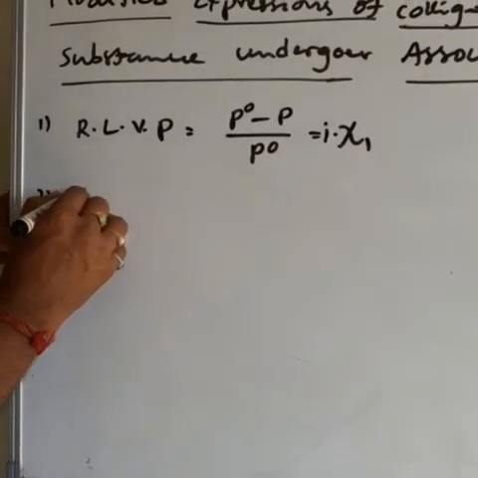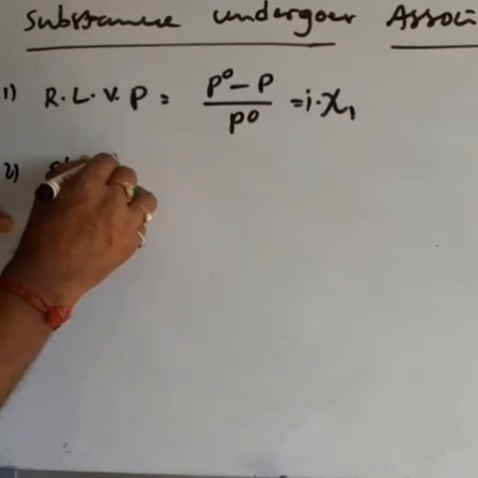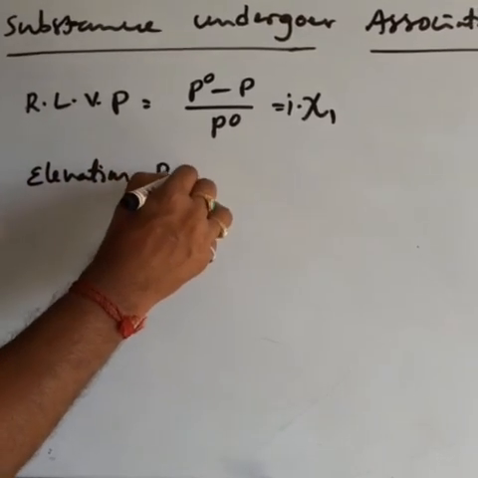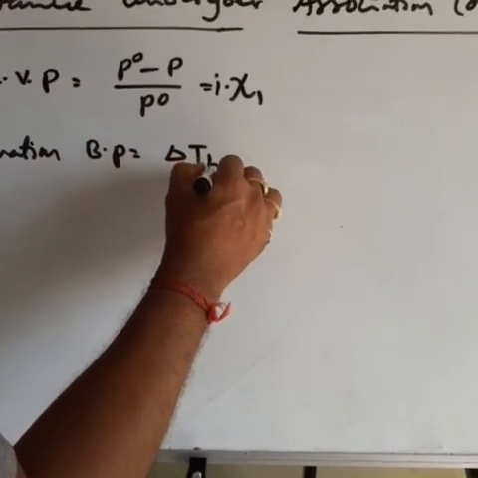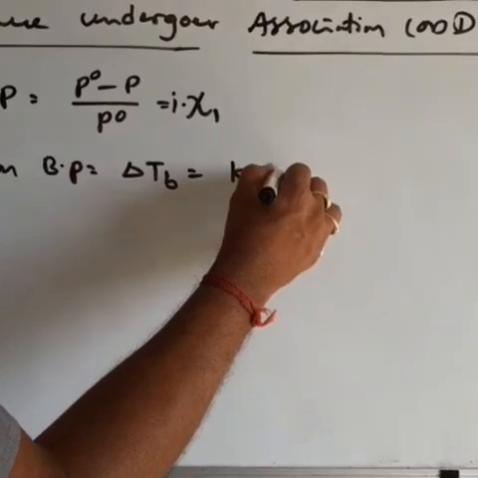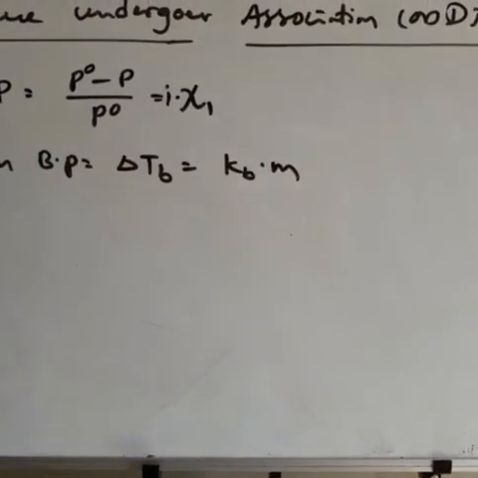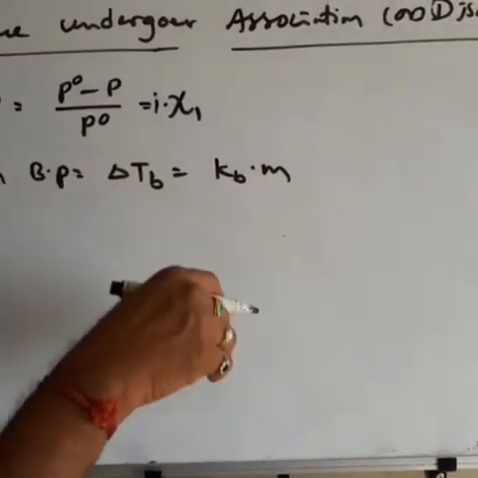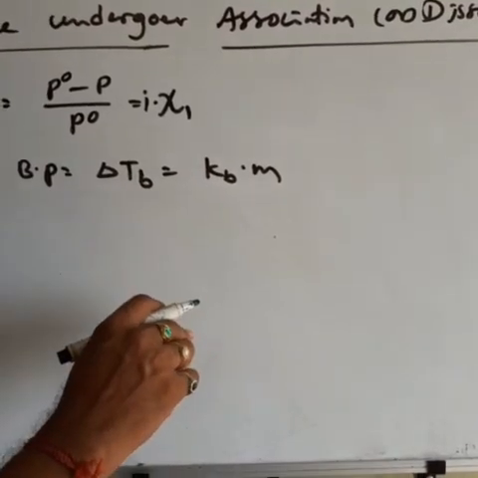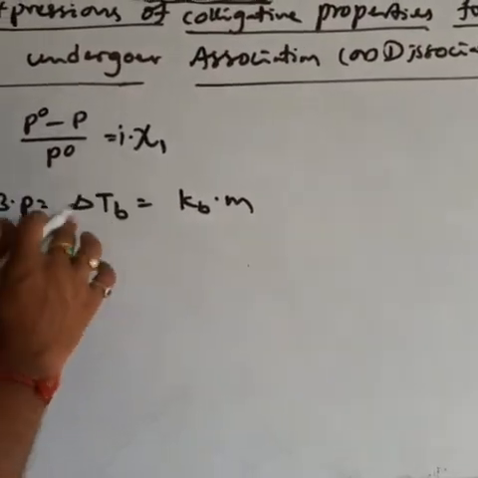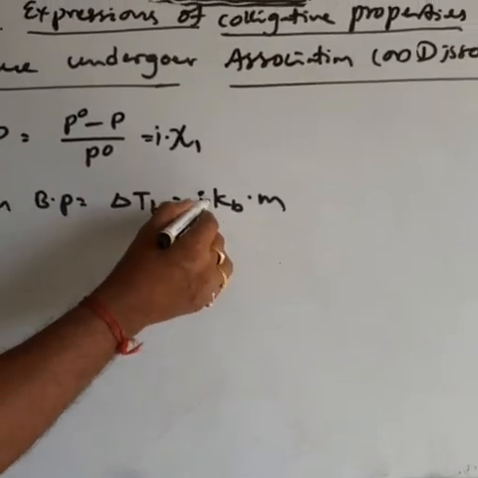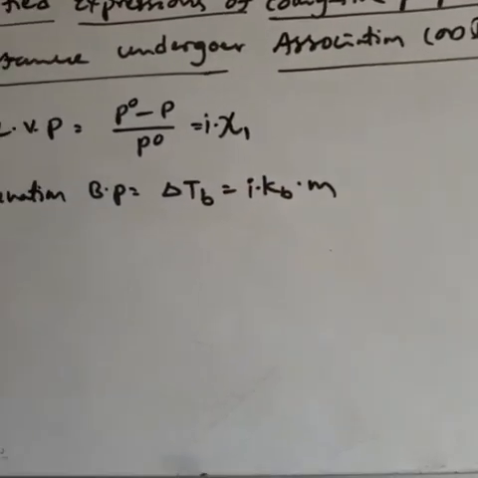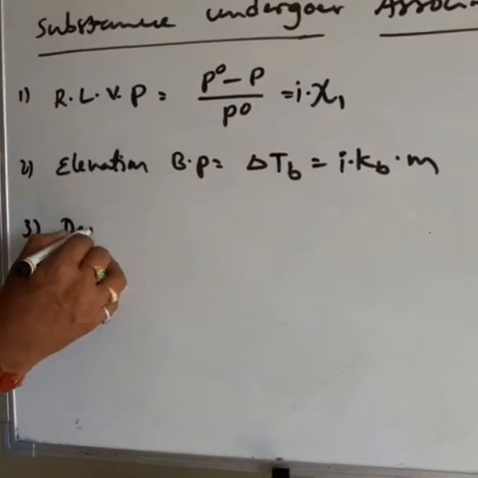The second one is elevation of boiling point, which is also modified. What is the elevation of boiling point formula? Delta Tb equals Kb times m. This is for a normal solution. But if the solute undergoes any association or dissociation, the elevation of boiling point is modified to i times Kb times m. The third one is depression of freezing point.